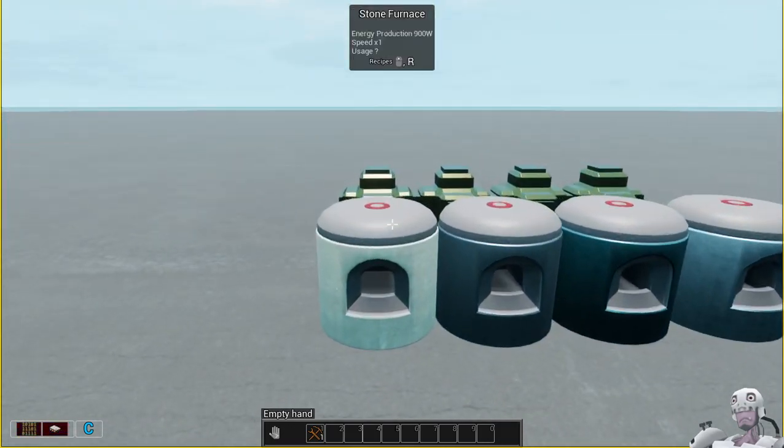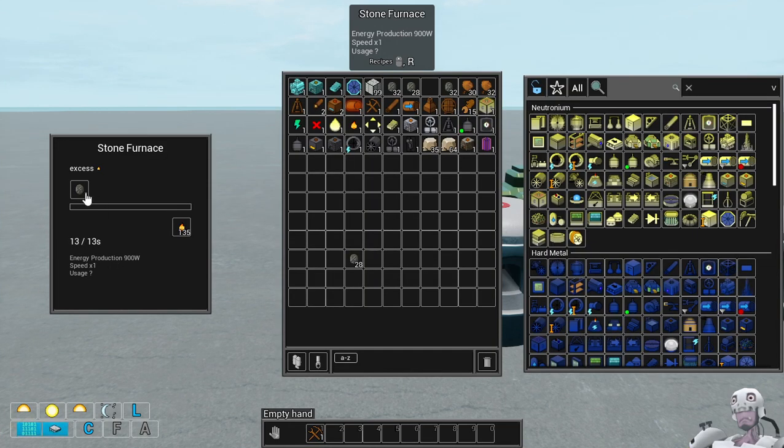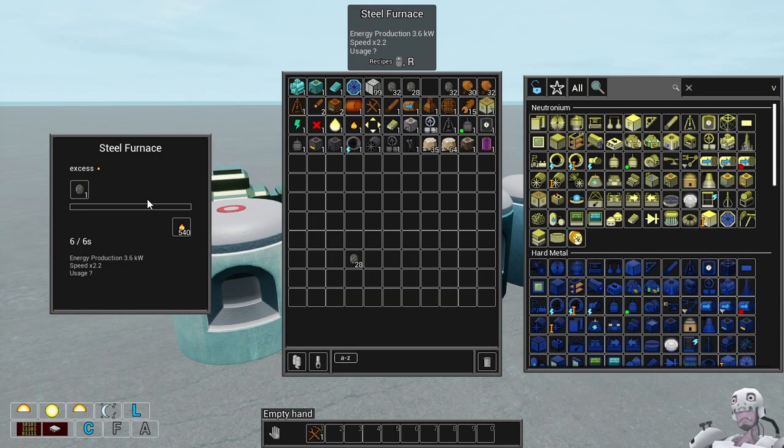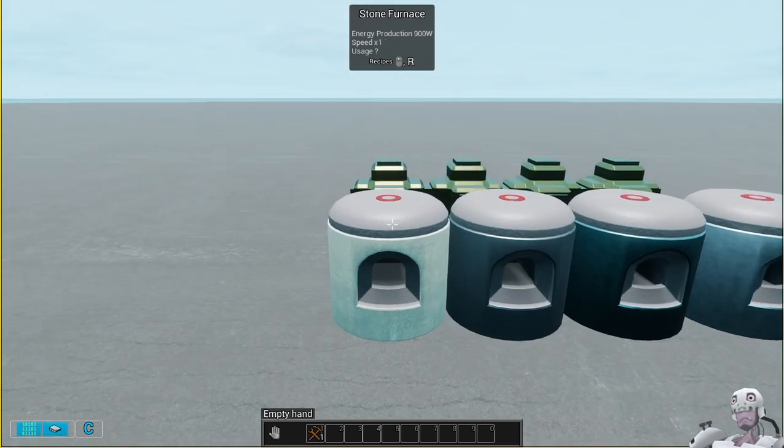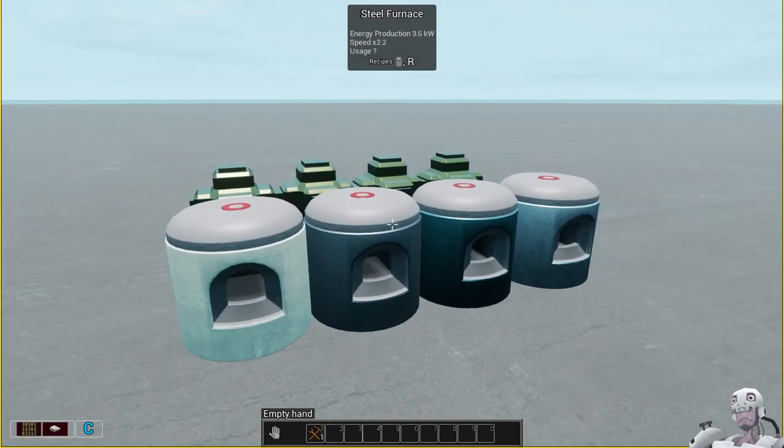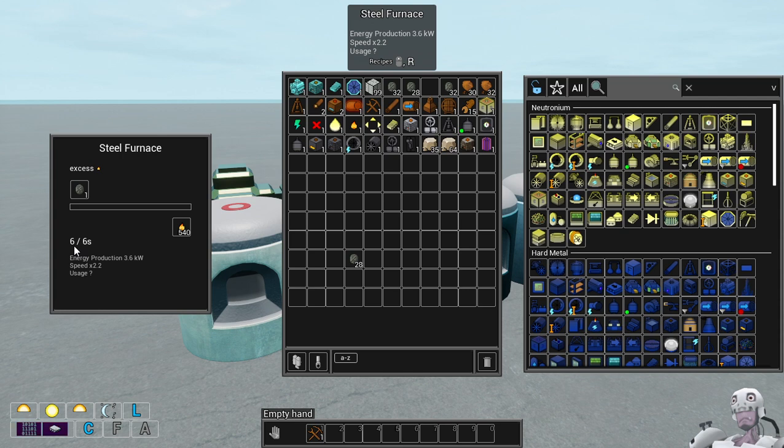Here we have a stone furnace that is running coke. As you can see, it lasts for 30 seconds and produces 900 watts per second. And if you look into the coke description, it says that the total value it has for caloric is 12 kilojoules, or kilowatts in this case. The steel one is going to produce 3.6 kilowatts of power, 4 times the amount of this one here. But it's only going to burn for 6 seconds, so it's half of the time.